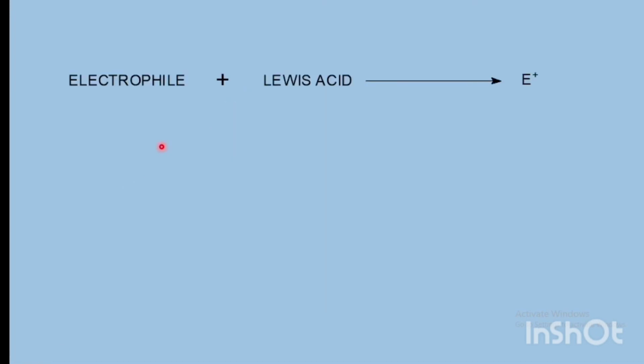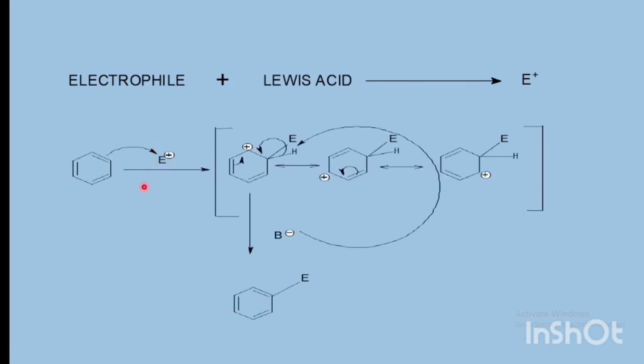In a nutshell, what we're basically saying is that the general mechanism for ES reactions has got 3 steps. Step number 1 involves generation of electrophile. Step number 2 involves formation of the carbocation. You can see how the carbocation is being formed. You have benzene and also the electrophile, and these pi electrons here are used to form a sigma bond with the electrophile, and when that happens, a carbocation is created. This carbocation which is formed is resonance stabilized.